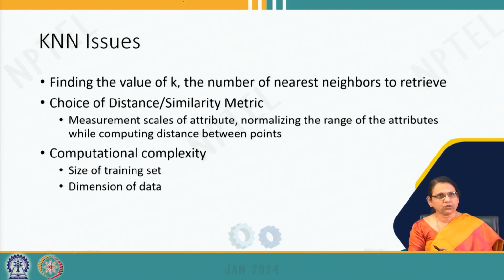So, these are some of the issues of k nearest neighbor. Finding the value of k, the number of nearest neighbors to retrieve. Then the choice of the distance and similarity metric, which basically depends on the measurement scale and the normalization procedure that you have used, and so on. All this pre-processing part we have already discussed. Then the next issue is how to deal with computational complexity, like when the size of the training data set is very large or the dimension of the data is very large, the number of rows or number of columns.